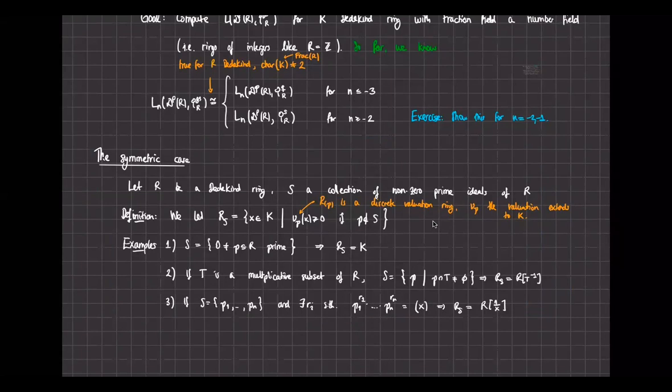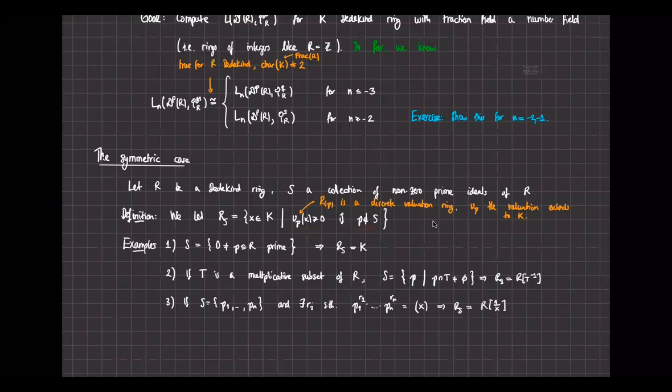Okay, so the setup we want to employ here is as follows. We fix a Dedekind ring and let S be a collection of non-zero prime ideals of our ring. So we just fix a collection of such non-zero prime ideals. And then we define a ring that I want to call R subscript S in a rather ad hoc manner. We just look at the collection of all elements in the quotient field K whose p-adic valuation is non-negative if P is not contained in S.